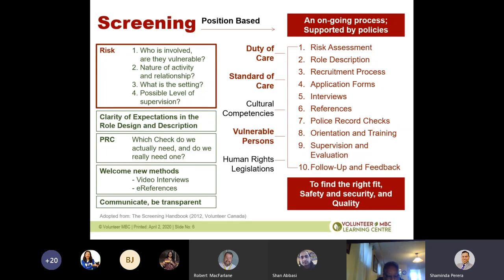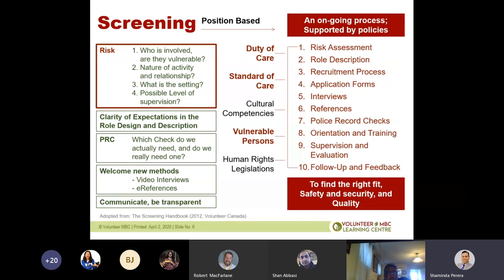And with that comes the duty of care and the standard of care. Because there are times, even us, sometimes we think, okay, how do we handle the risk? What are the screening steps that we want to bring in when it comes to recruitment? And what is that magic formula? I think because of the public health crisis, there is no magic formula, but to go back to the basics that Volunteer Canada has recommended to us.